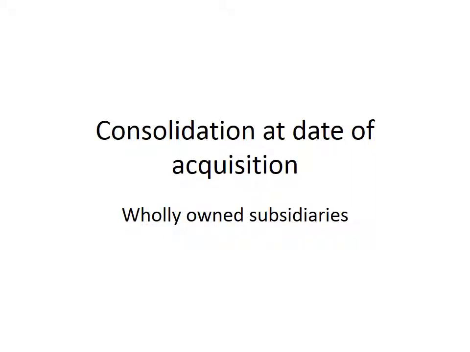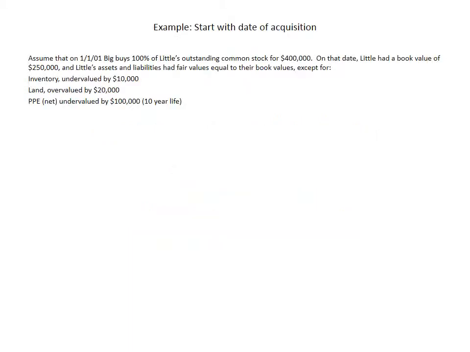Okay, let's go ahead and do an example of a consolidation at date of acquisition for a wholly owned subsidiary. Again, this is going to be the simplest possible example, a wholly owned subsidiary, consolidation at date of acquisition, which means no income statement or statement of retained earnings to worry about. Let's go ahead and start with a real simple example.